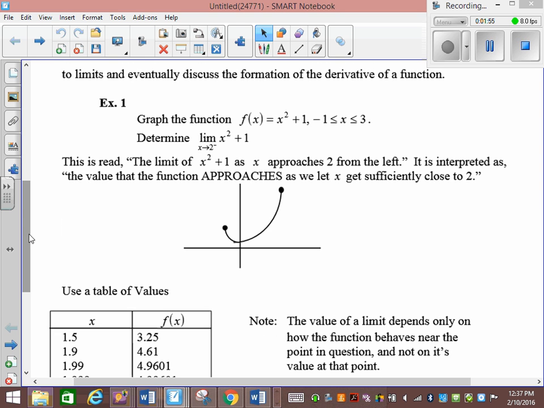So example 1, graph the function f of x equals x squared plus 1 from -1 to -3 inclusive. So this is read the limit of, so here, determine the limit. It says the limit of x squared plus 1 as x approaches 2 from the left. This little negative sign after means from the left. If there was a plus sign behind it, it would mean from the right, because every point on a graph can be approached from the left and from the right. This is your right, your left. So the value that the function approaches as we let x get sufficiently close to 2, closer and closer to 2, but not necessarily touching 2.